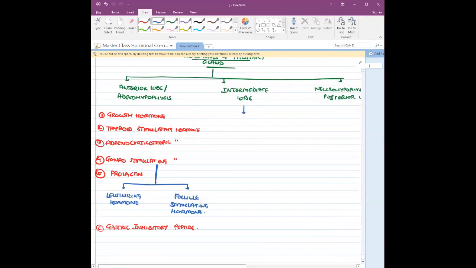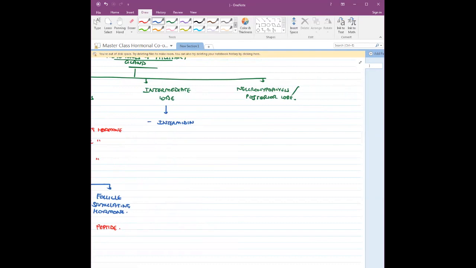Second thing, if you look at your intermediate lobe, guys, here we are going to have only one. That is your intermediate, in your lower organisms. Okay, and fine, let's try to see the next one.